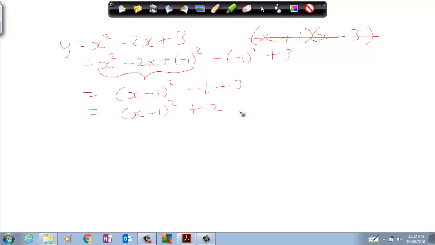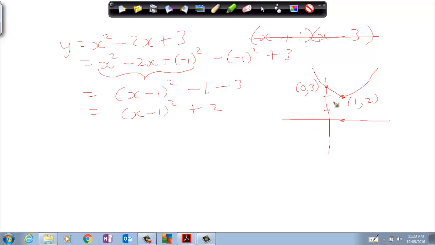Now, that's in vertex form, so the vertex is 1, 2. In other words, the graph would look like this, 1 across and 2 up. Because we've got a positive a, it's a smiley face quadratic, so it's sitting there. Vertex is 1, 2. If you wanted to try and find the y-intercept, that's when x is 0. So if you put 0 there, you have 0 take 1, which is minus 1 squared, which is 1. 1 plus 2 is 3. So we know that the y-intercept is 0, 3.